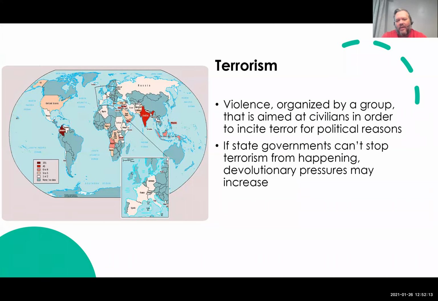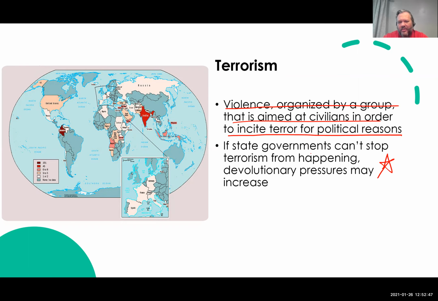All right. Obviously, terrorism is another thing that can cause devolutionary processes within a country. And so just as a definition, terrorism is violence organized by a group that is aimed at civilians. Okay, that's the big difference. One of the key things, terrorism is aimed at civilians to incite terror for political reasons. And so, when you look at 9/11 in the United States, those attacks were aimed at civilians for political reasons.